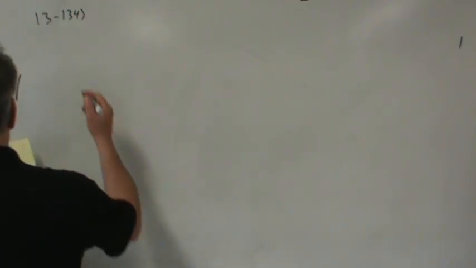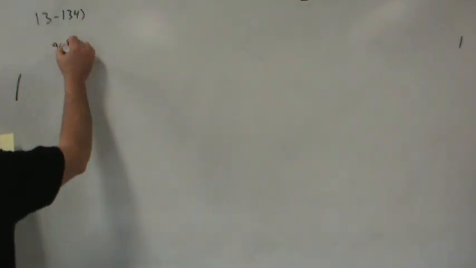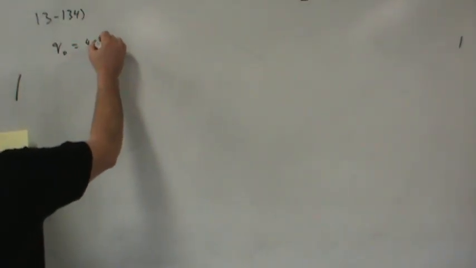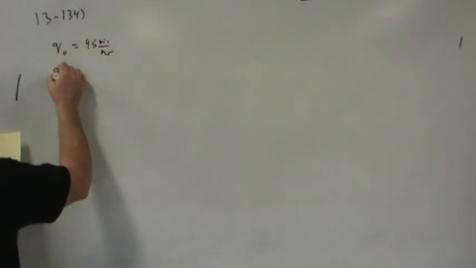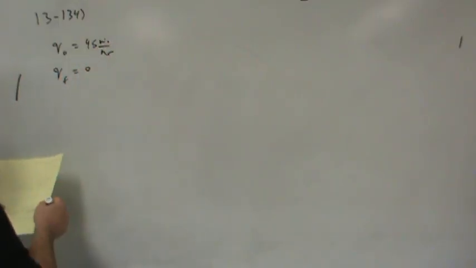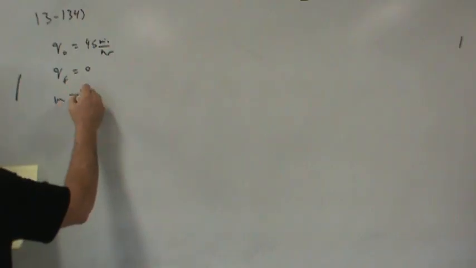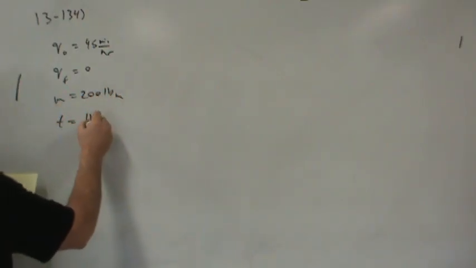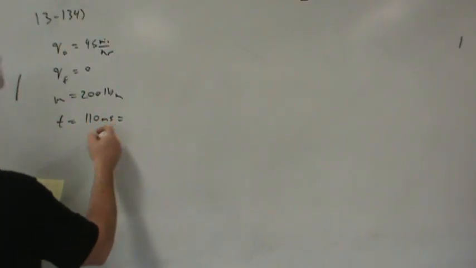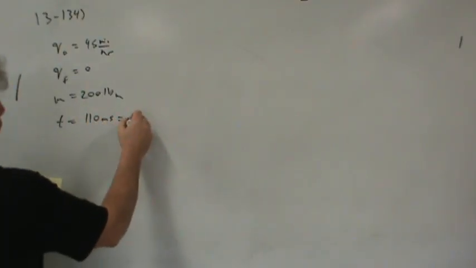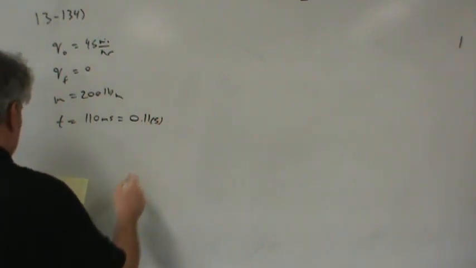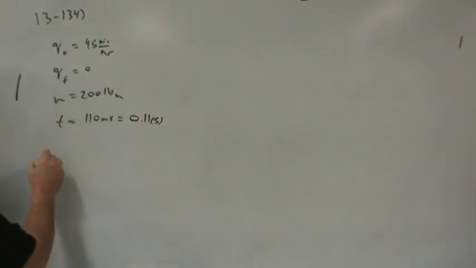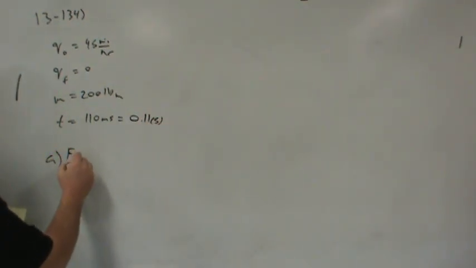So we're given some information, and that is the initial velocity, 45 miles per hour. The final velocity is, of course, 0 because we're bringing the person to rest. The person's mass is 200 pounds mass. And the time is 110 milliseconds. As I said, that's the same thing, because milli is 10 to the negative third. That's the same thing as 0.11 seconds. Okay? And we'd like to find the average force.